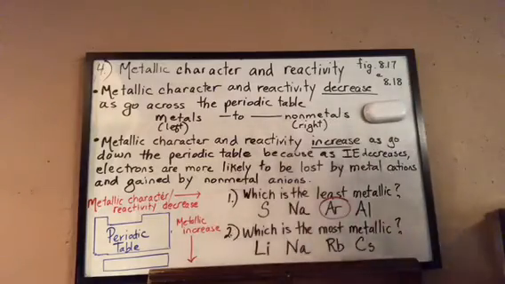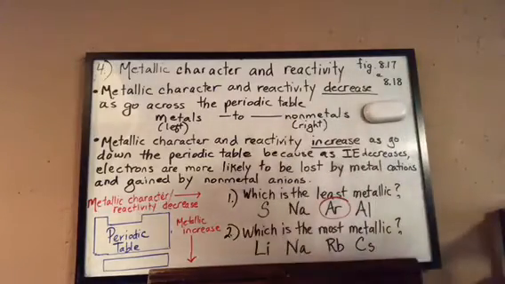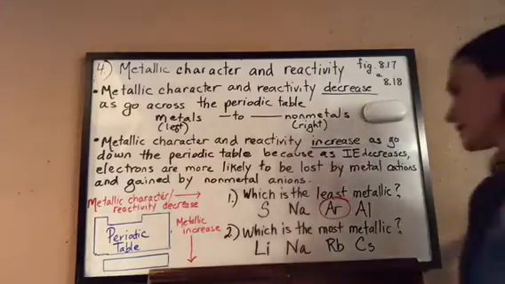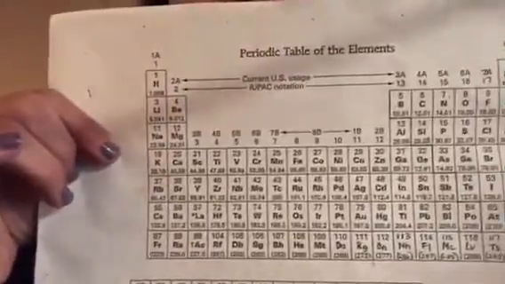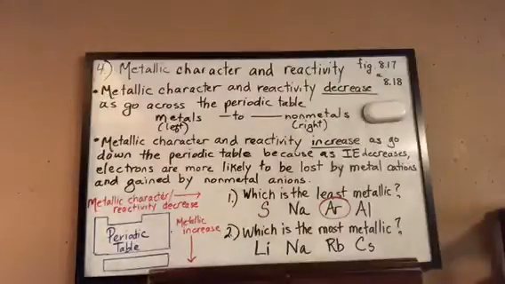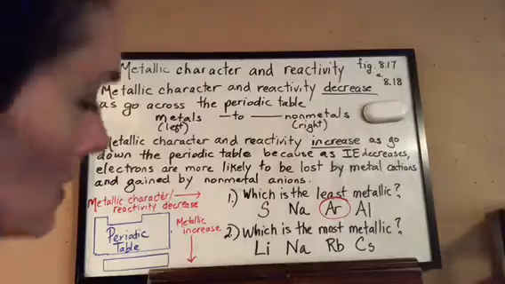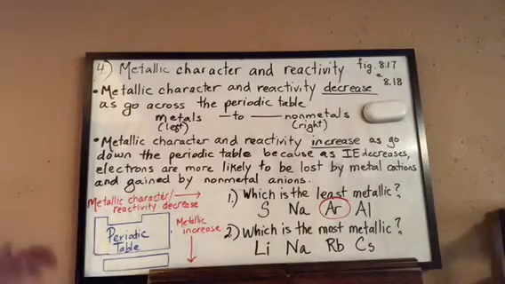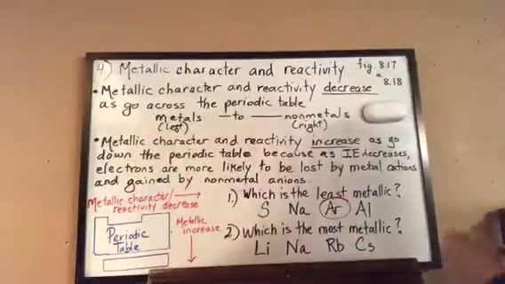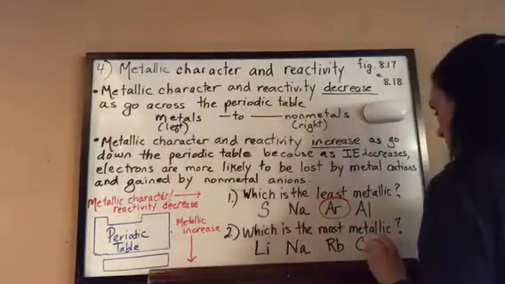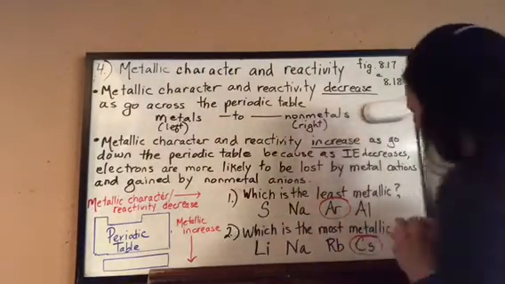Let's compare these four elements and distinguish which one is the most metallic. Now these four elements are all alkali metals in group 1A of the periodic table. We have lithium, sodium, rubidium, and cesium. Metallic character increases as you go down the periodic table, so the element out of these four which would be the most metallic would be cesium.